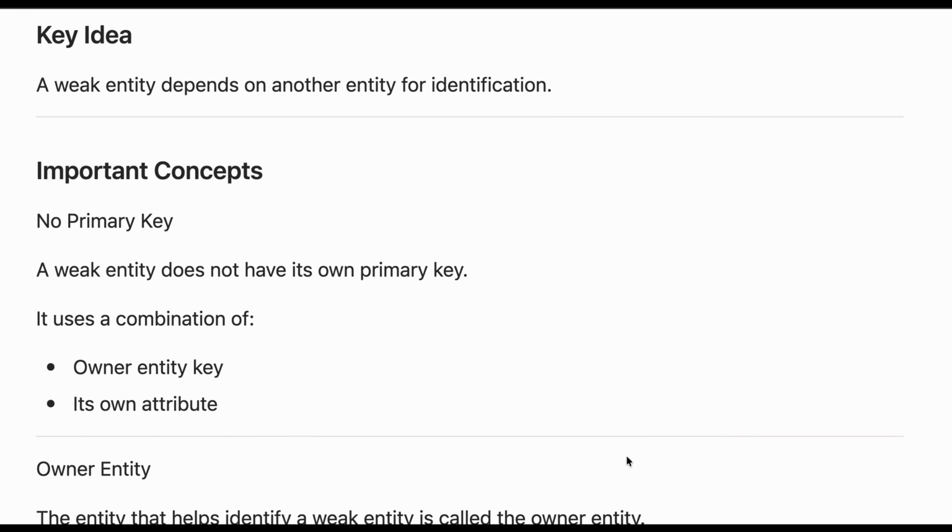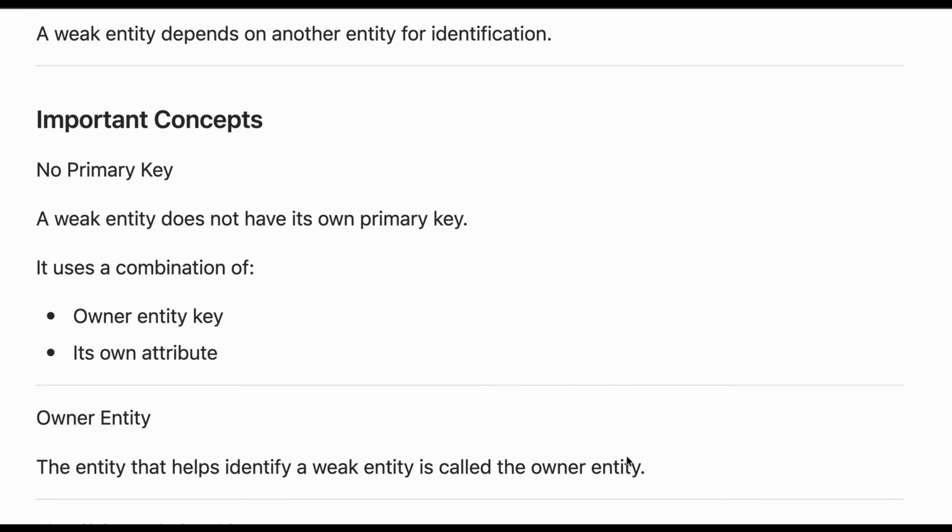What are the important concepts in this? First, a weak entity does not have a primary key. Instead, it uses a combination of the owner entity's key and its own partial key. Second, it has an identifying relationship with the owner entity, which must always exist. And third, it has existence dependency, meaning it cannot exist without the owner entity.